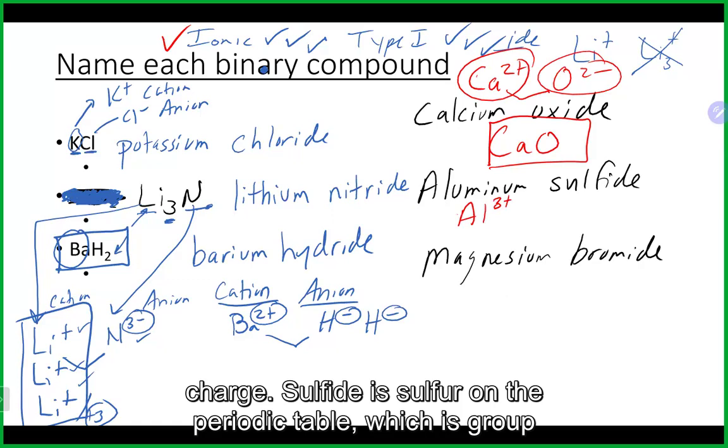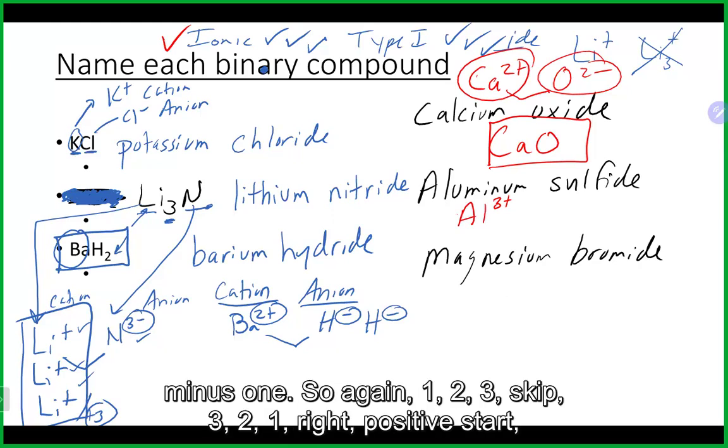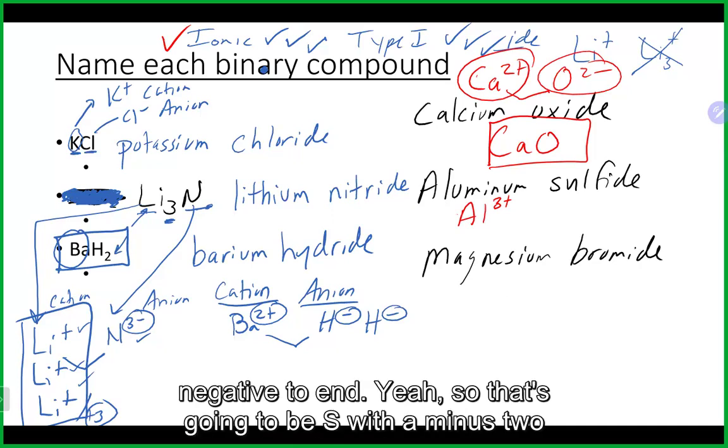Sulfide is sulfur on the periodic table, which is group number 6. And again, we go 5 is -3, 6 is -2, 7 is -1. So again, 1, 2, 3, skip, 3, 2, 1, right? Positive to start, negative to end. So that's going to be S with a -2 charge.